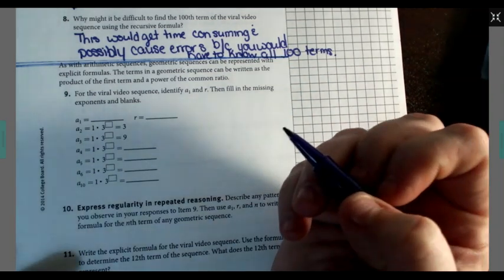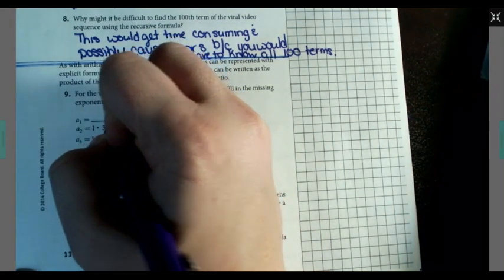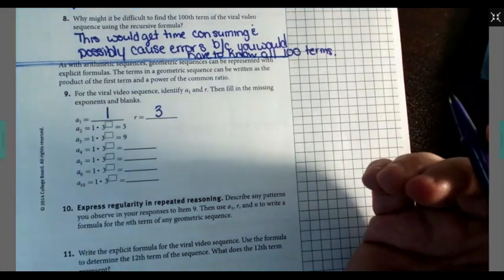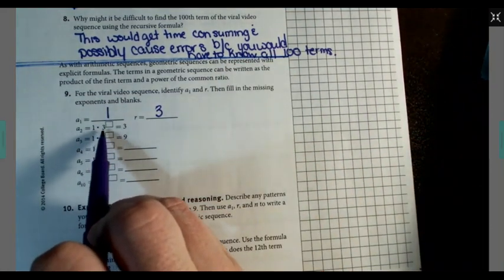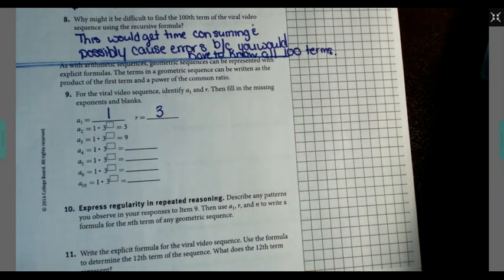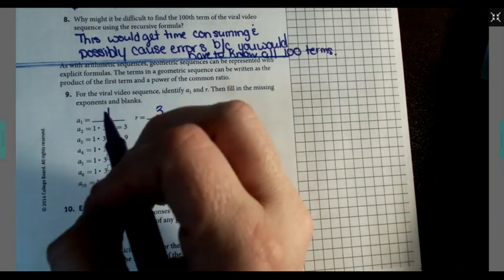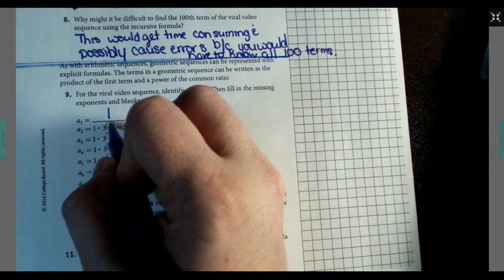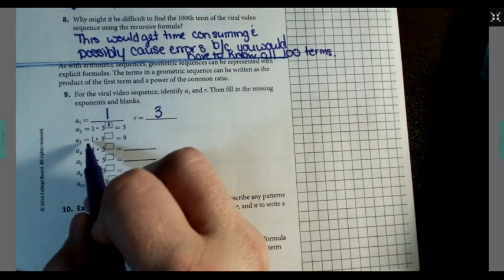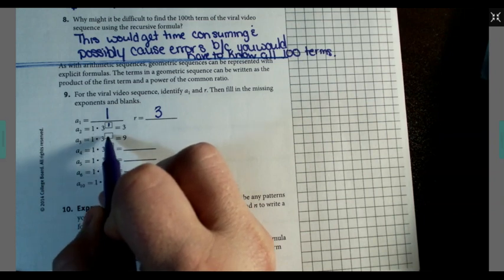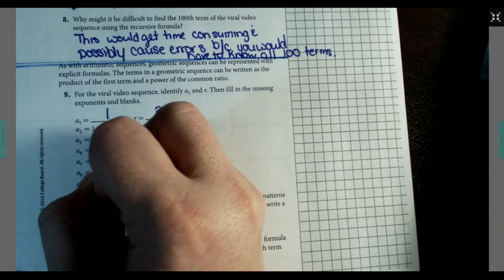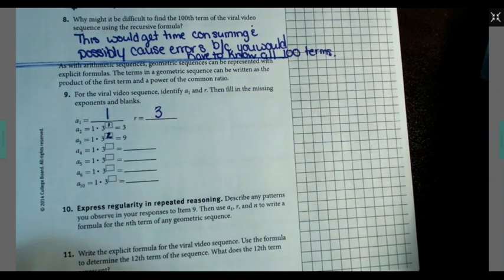All right. Well, we know that the first term was 1, and we know that our common ratio is 3. 1 times 3 to the what power gives me 3? 1 times 3 to the first power. 1 times 3 to what power gives me 9? 1 times 3 to the second power.